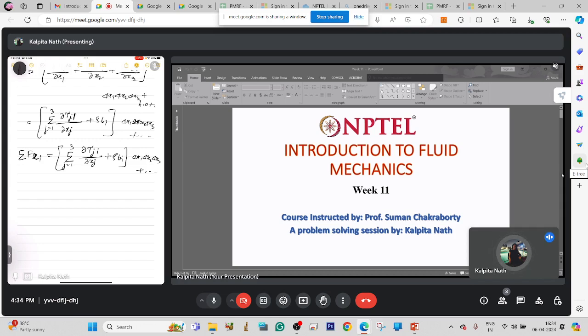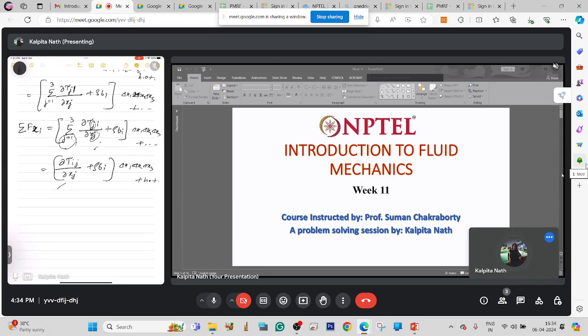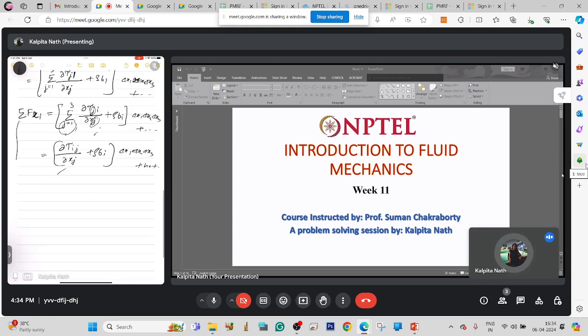Now, by Einstein's convention, if there is a repeated index, like this j and this j, we can simply omit the summation sign, so the summation becomes invisible. So this will be del tau ij by del xj plus rho bi, times del x1 del x2 del x3, plus higher order terms. The summation is still there, but we are not showing it. Now, according to Newton's second law, this is equal to delta mass into acceleration, is it not?